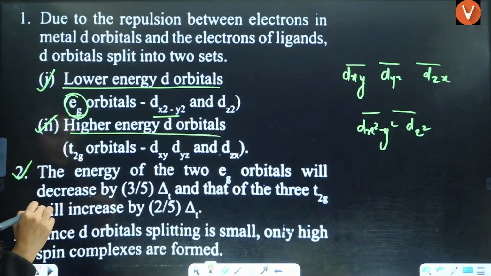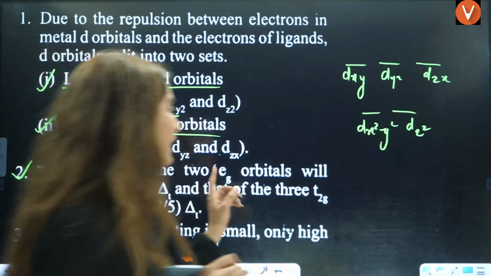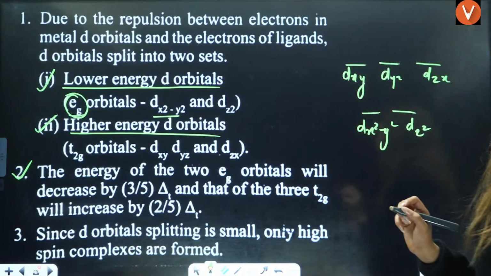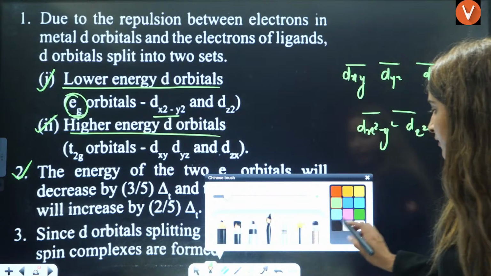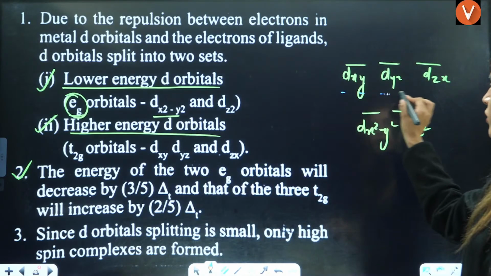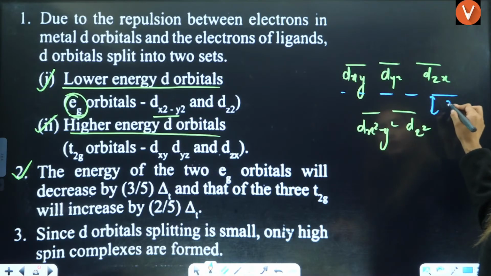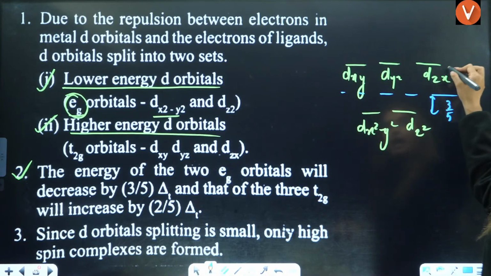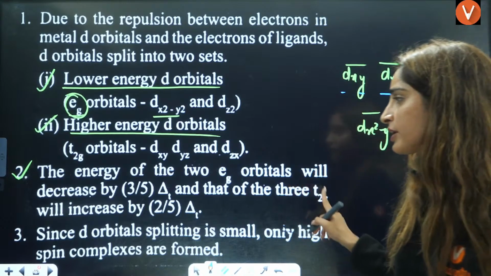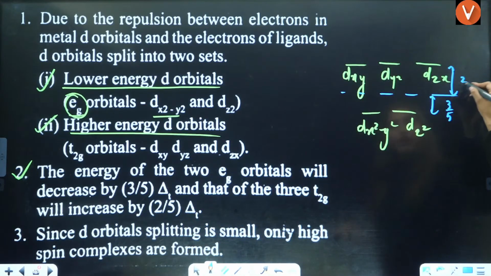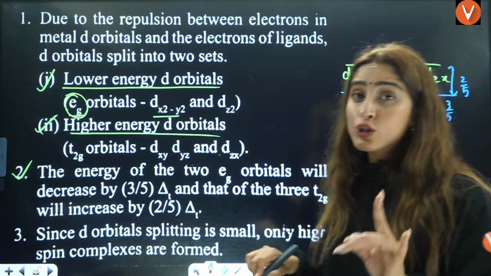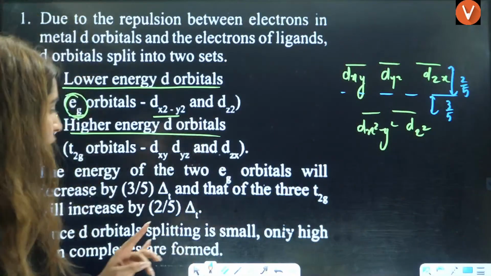Now, next they are saying the energy of 2 Eg orbitals will decrease by 3 by 5 delta T. That means if you talk about these, this is the Berry center, right? This is going to decrease by 3 by 5 and that of 3 T2G will increase by 2 by 5. This is 2 by 5. And you should also draw the diagram in the exam, okay?